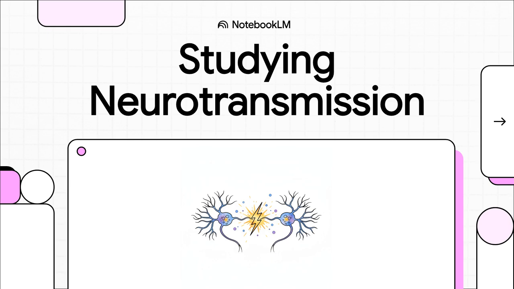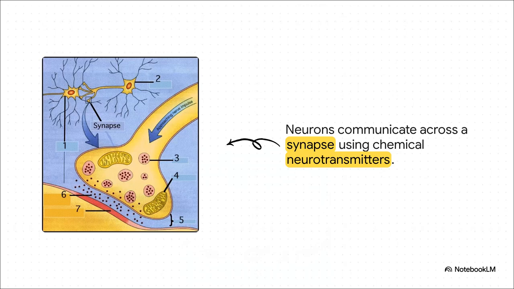We're talking about how neurons communicate, from the basic electrical signals all the way to the advanced lab techniques scientists use to study them. At the very center of all brain function is this place right here, the synapse. It's this tiny, tiny gap where one neuron sends a signal to another one, and it does this using these chemical messengers we call neurotransmitters. Everything happens right here in this little space.